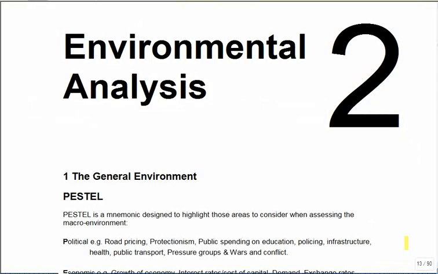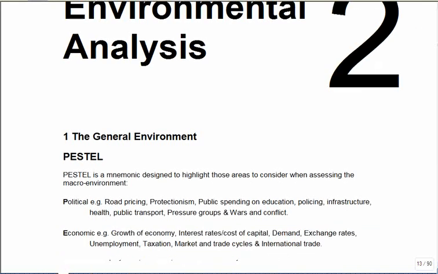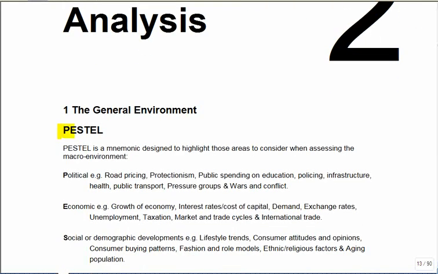Right, in this chapter we're going to have a look at the external environment and see what sort of impact that might have on our organisation. And the first model we have to look at here is something called the Pastel Model. And the Pastel Model is designed to help us look at the whole environment, hence the general environment.